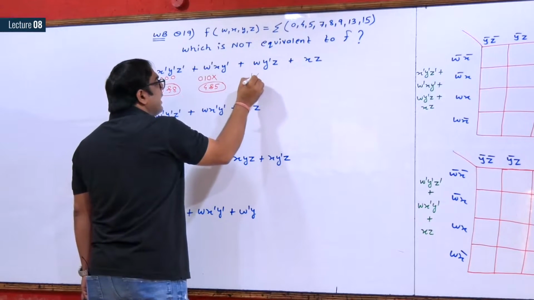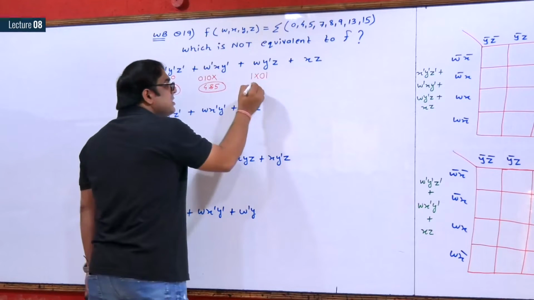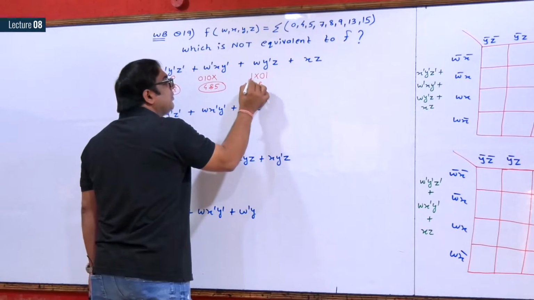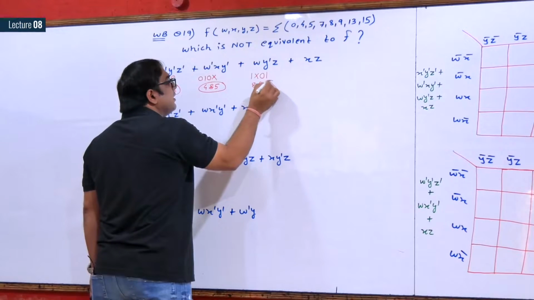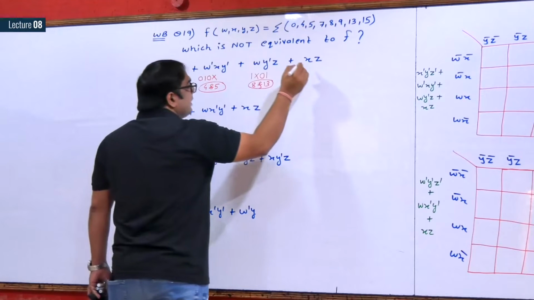W is equal to 1, x is not given, y is equal to 0, z is equal to 1. This will give me 8 and 1, 1, 0, 1 is 13. 8 and 13 is also matching. You have to check for the next one.